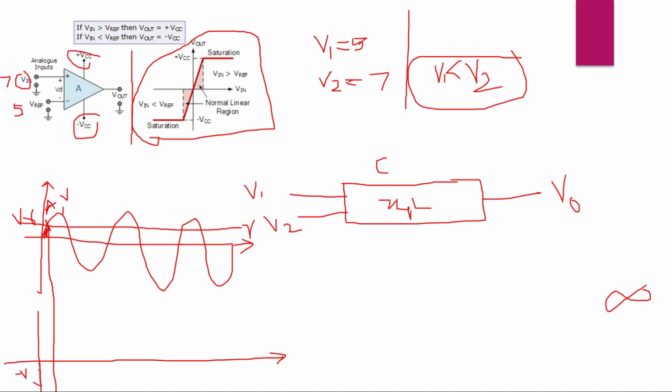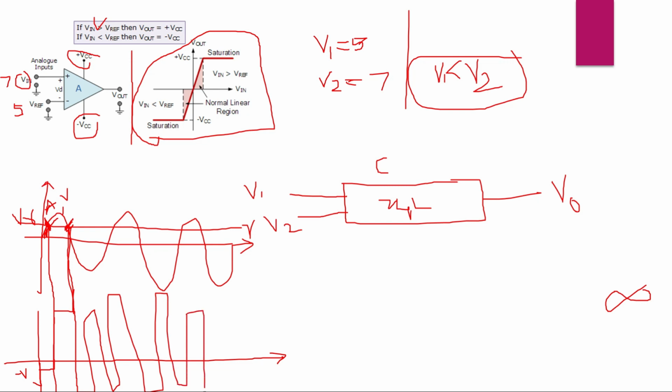From there we get the output at minus VCC, and after this crossing, my V input is greater than V reference. In that case, we will get positive VCC, and the output remains the same until the input comes back to this point. In this fashion, we get the output of an ideal comparator.